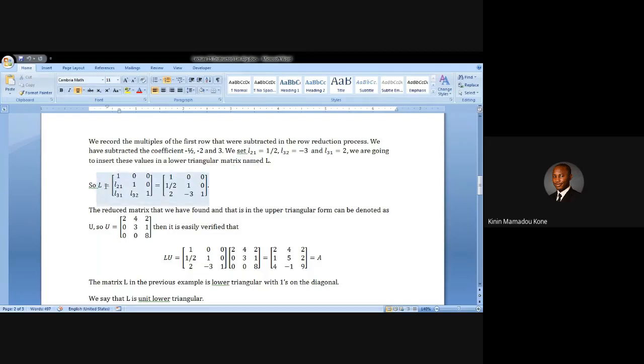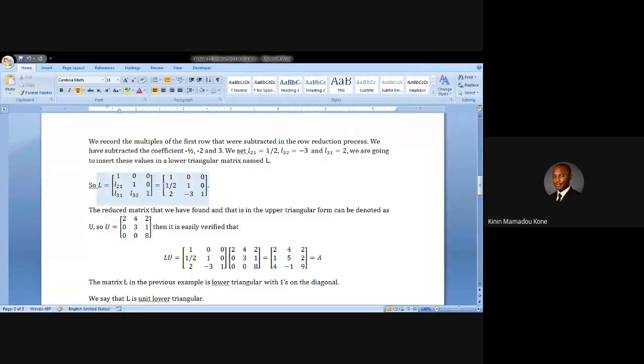So the lower triangular matrix that we've created is this one, with 1 in the diagonals, L21, L31, L32, and then we're going to replace L21 by its value, which is 1 half, L31 by its value, which is 2, L32 by its value, which is negative 3. So the reduced matrix that we found, which is in the upper triangular form, can be denoted as U.